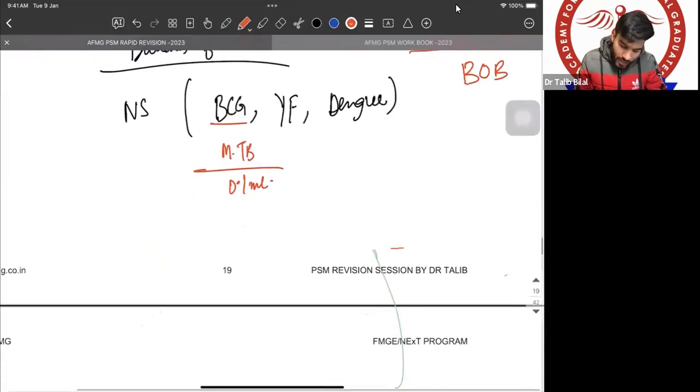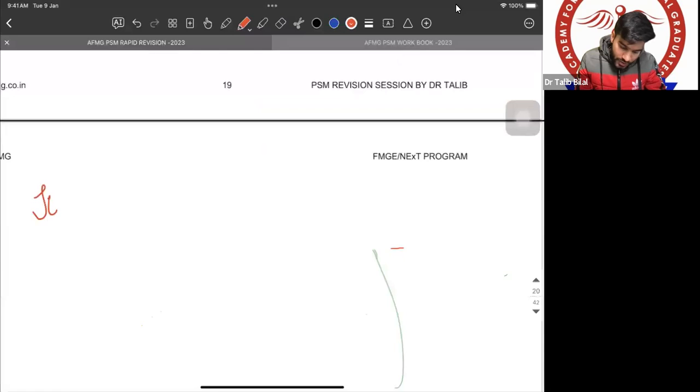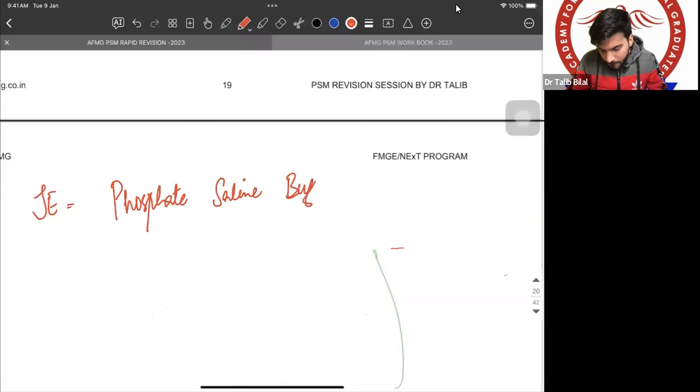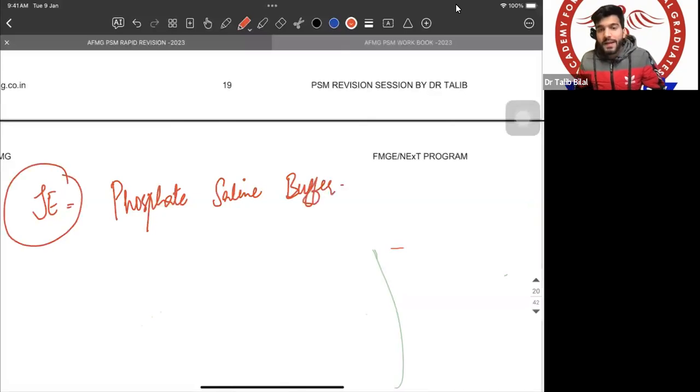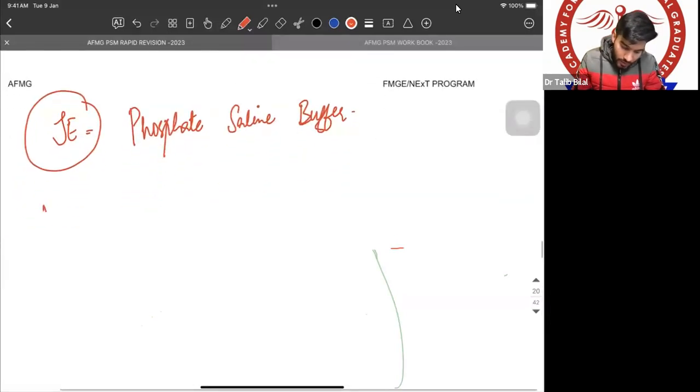One more: Japanese encephalitis. For the Japanese encephalitis diluent, we have phosphate saline buffer. Is that clear? The strains of Japanese encephalitis virus we're going to discuss: Nakayama for the killed vaccine and SA14-14-2 for the live one. Then distilled water, you already know.